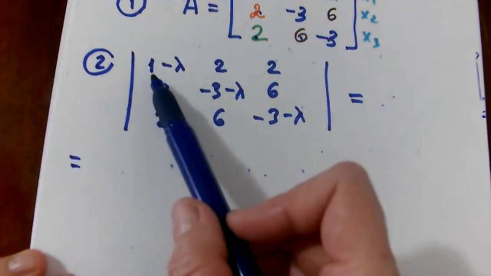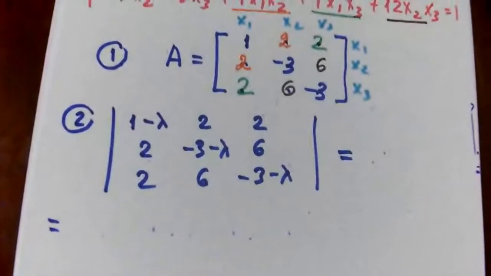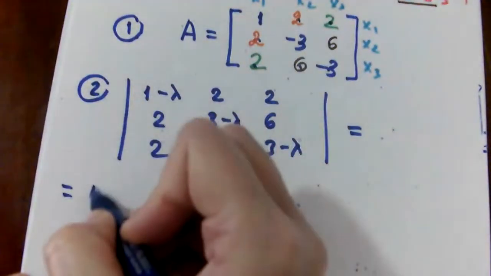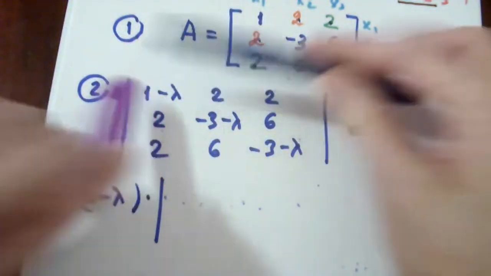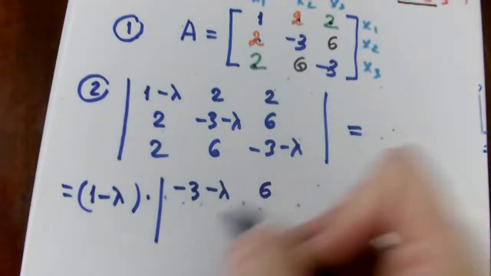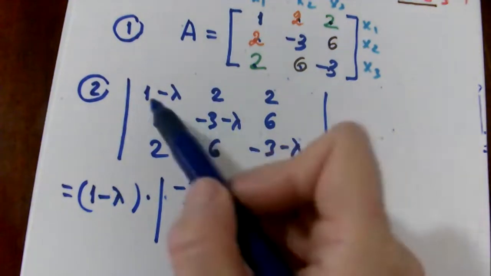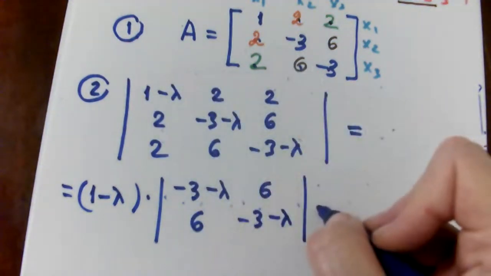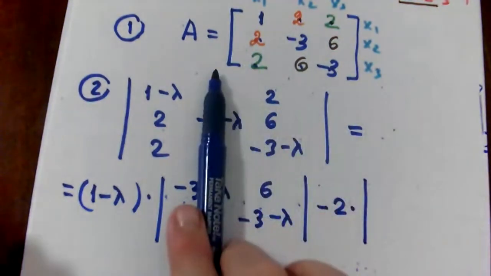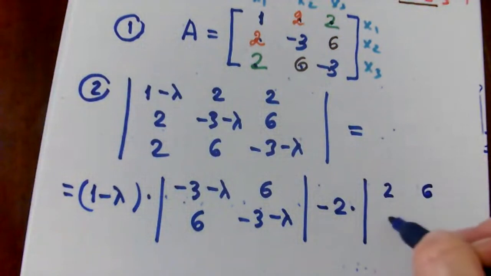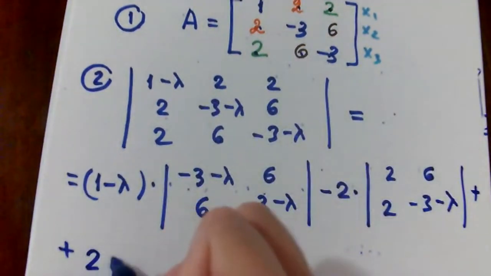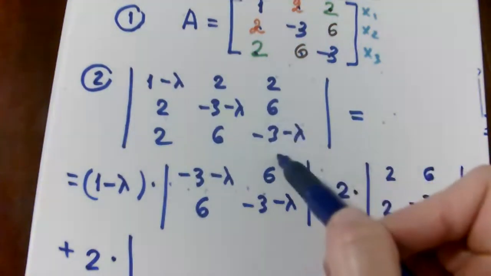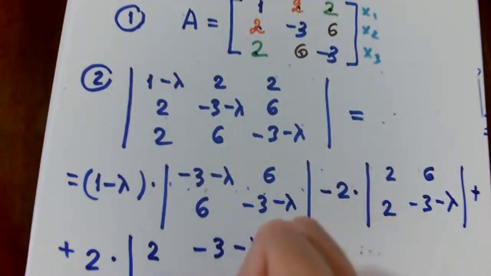Now we need to choose the row or the column along which we are going to expand this matrix. I'll choose the first row. 1 minus lambda times what? We cross out this row and column, and we are left with a 2 by 2 matrix: minus 3 minus lambda, 6, 6, minus 3 minus lambda. Then moving along this row, the next element is 2, but we need to write minus 2 here. Crossing out this column and row again, we get 2, 6, 2, minus 3 minus lambda. The last term in this row is 2, with plus. 2 times what? Crossing out this row and column, we get 2, minus 3 minus lambda, 2, 6.